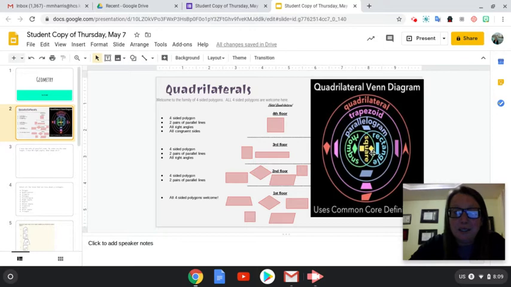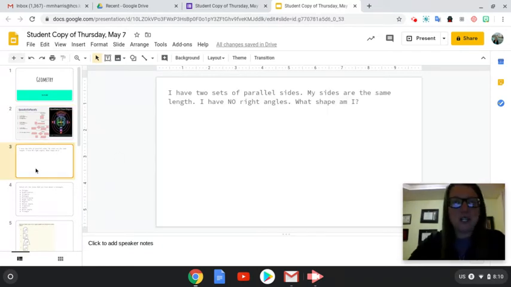Now, we can call a square a rhombus, but we cannot call a rhombus a square. Because remember, if we look here, a rhombus does not have to have right angles. A rhombus just has all four sides congruent. So that's the breakdown of our Venn diagram. So let's go on and answer some questions for the day.